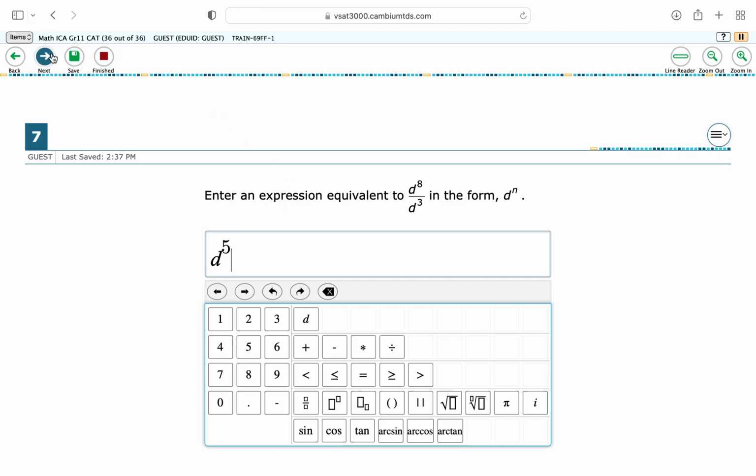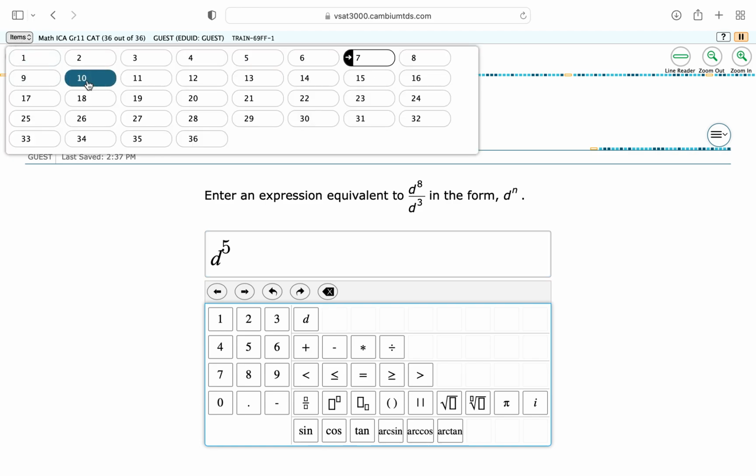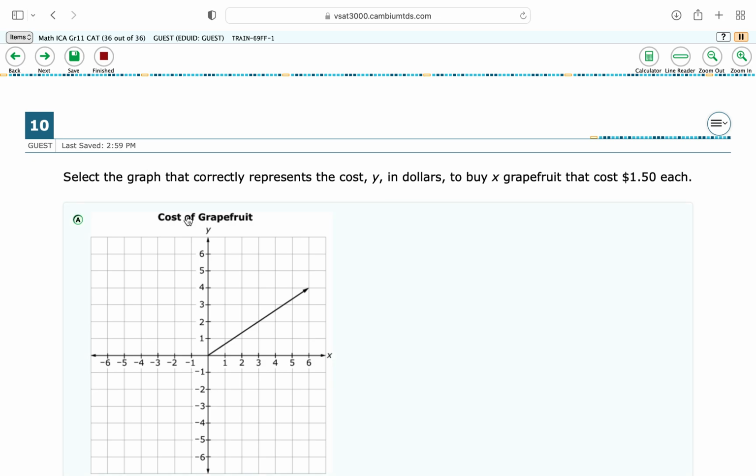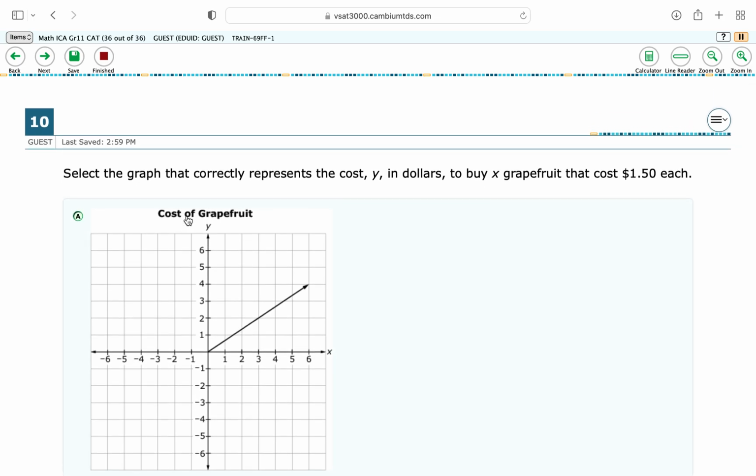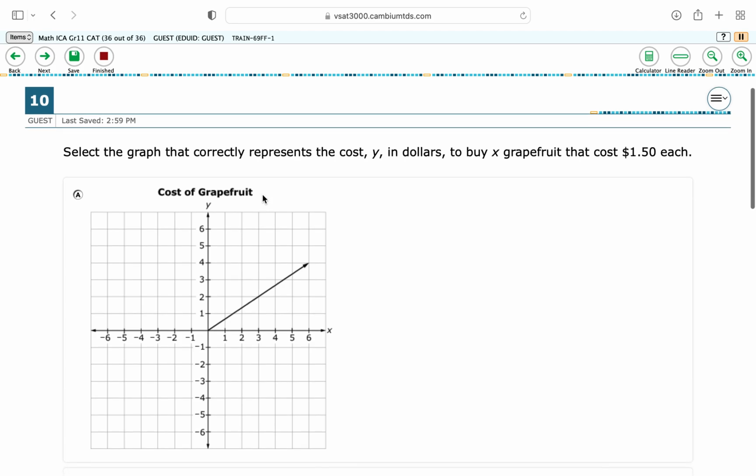Okay, the next problem is going to bring out the principle of looking at all of the answers. Here we have: select the graph that correctly represents the cost y in dollars to buy x grapefruit that cost $1.50 each. What I want to pull out here is that you really need to look at every answer if it's a multiple choice question. They try to trick you. So make sure you look at every answer and decide which one is the best.